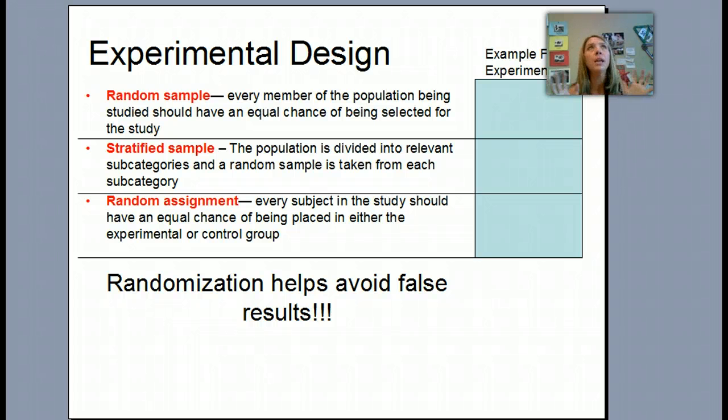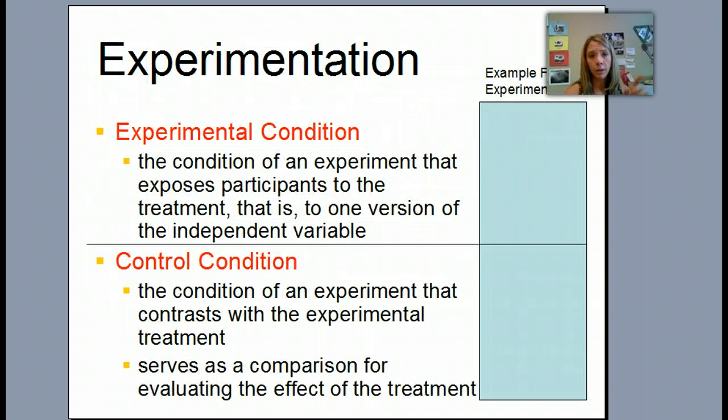So the big key here, because we talked about random and stratified, is that randomization helps prevent false results. I'm trying to make it so that I'm just testing the independent variable, the coffee, and there's nothing else that's interfering. Now, in the last slide I talked about experimental versus control.